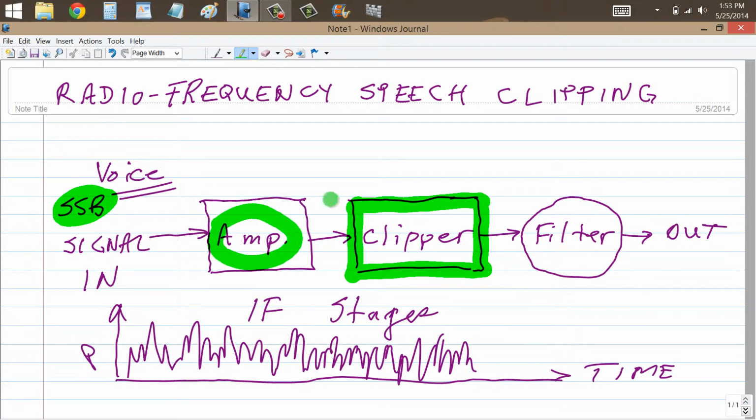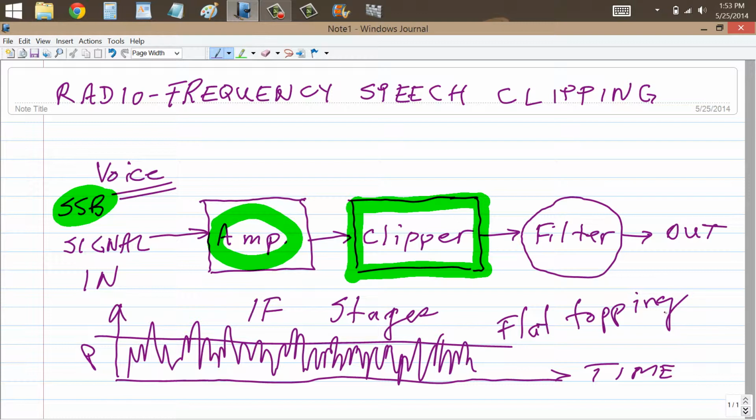That's your voice signal before it's clipped. You amplify that signal to make it literally too loud so that the peaks are too high, and then the clipper circuit just chops them off. Now you're going to get what they call flat topping if you do this, and that flat topping is going to greatly increase the bandwidth of your single sideband signal. Normally the bandwidth of a signal like this is about 2.7 kilohertz. The audio components of the signal range from about 300 hertz to 3000 hertz.